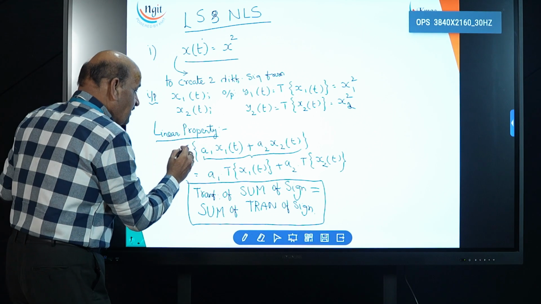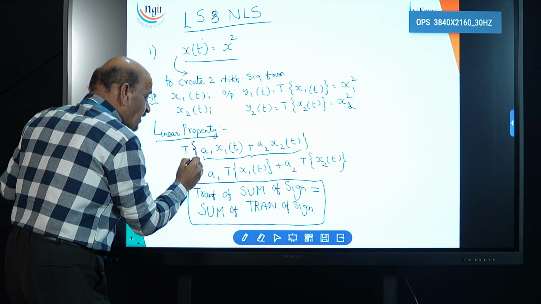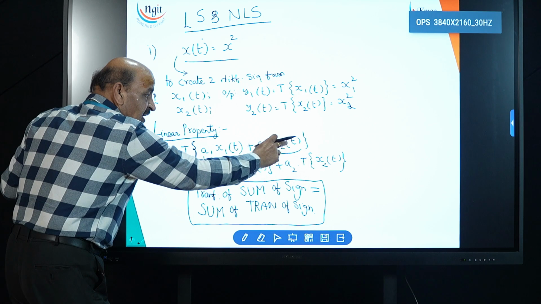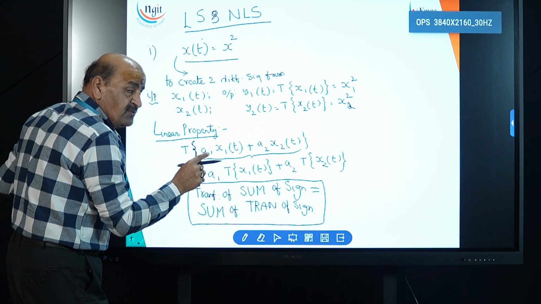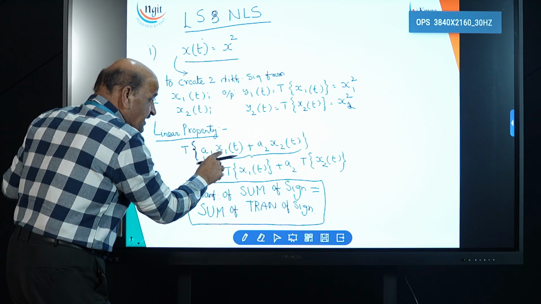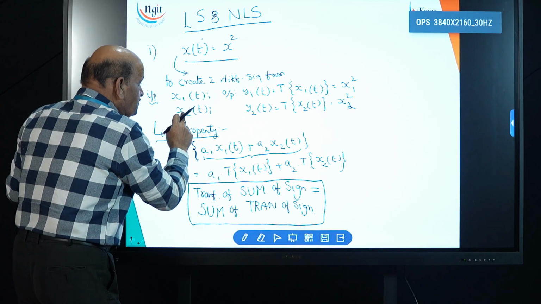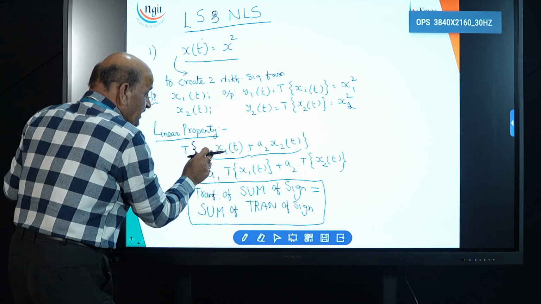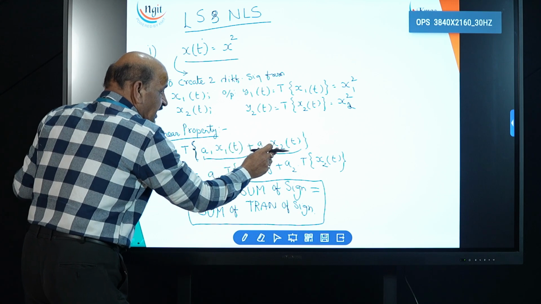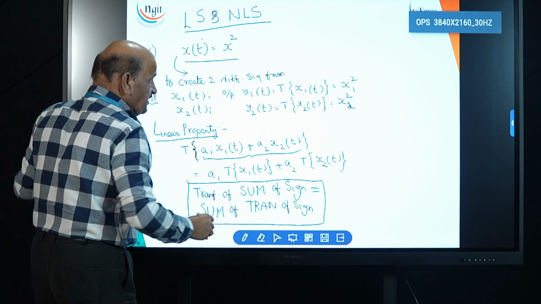Here just look at, we are taking the transformation of the entire signal. In the previous class we discussed x1 of t is an individual signal, x2 is an individual signal, but a1 x1 of t and a2 x2 of t for two constants a1, a2.